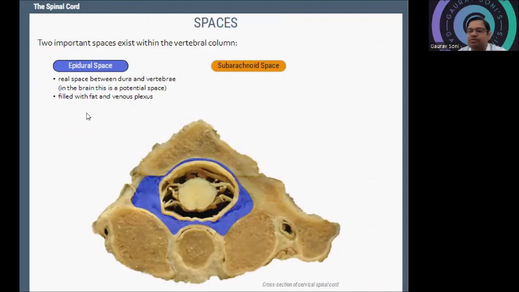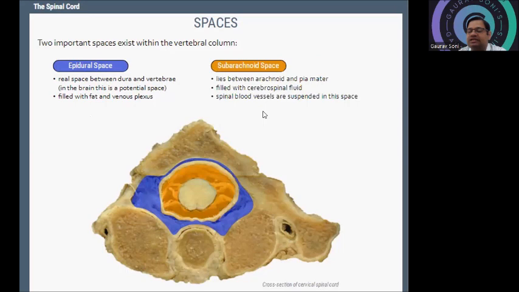In brain, this is the potential space. Normally, it is filled with the fat and venous plexuses. Then there is subarachnoid space. It lies between the arachnoid and pia mater. It is filled with the CSF. Spinal blood vessels are suspended in this particular space.